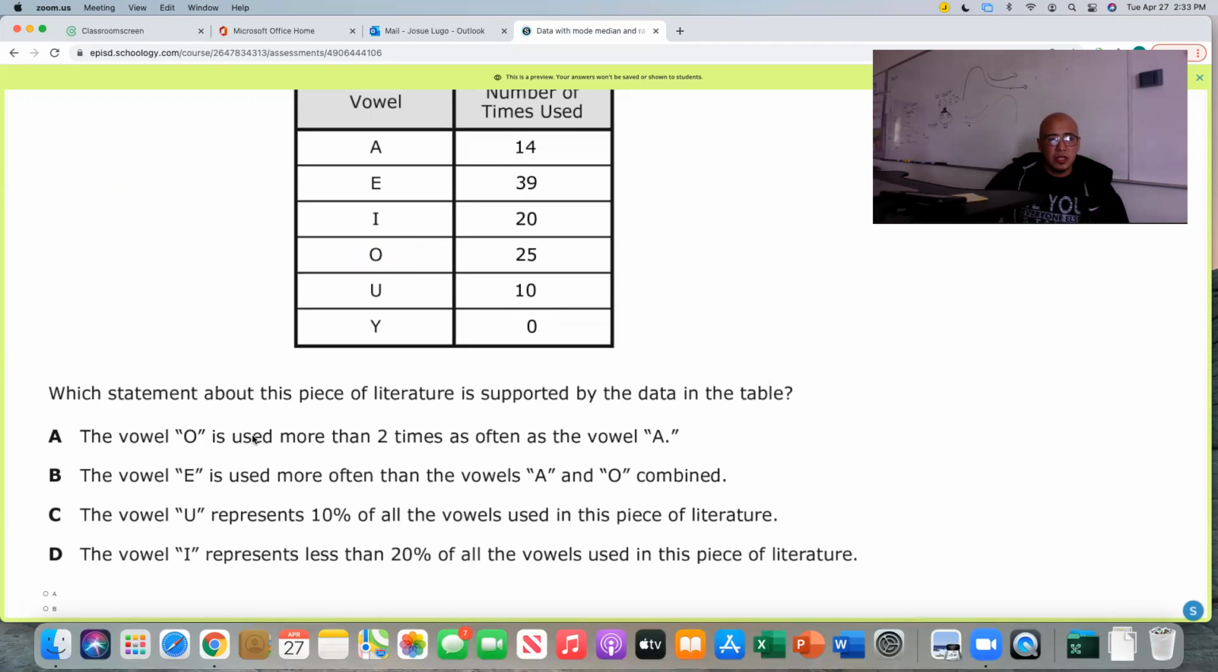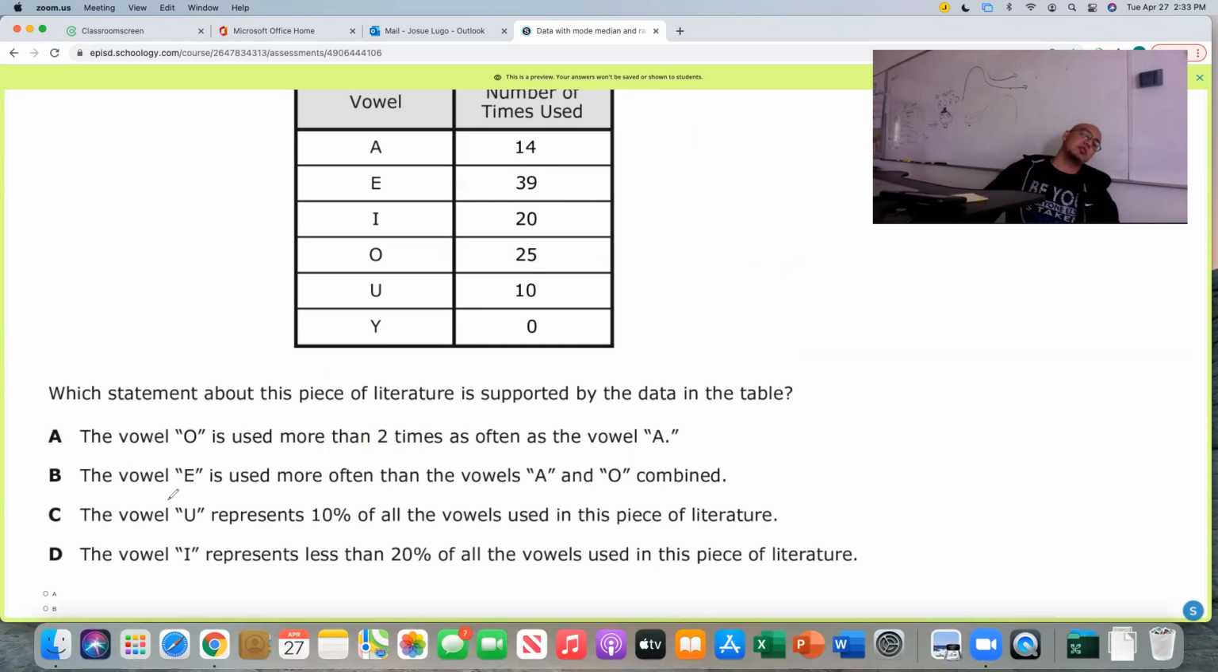The vowel O is used more than, with "two times" being the key phrase, which is multiplication, as often as the vowel A. So O more than 2 times A. A was 14, and 14 times 2 would be 28. All right. And O is used 25 times. Is 25 more than 2 times 14? No, it's not. 25 is not bigger than 28, so it cannot be A. A is not the right answer.